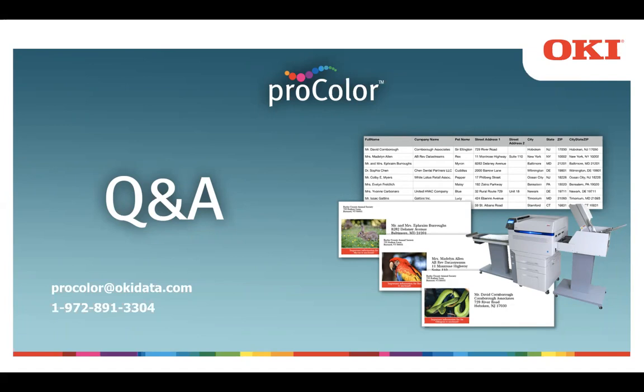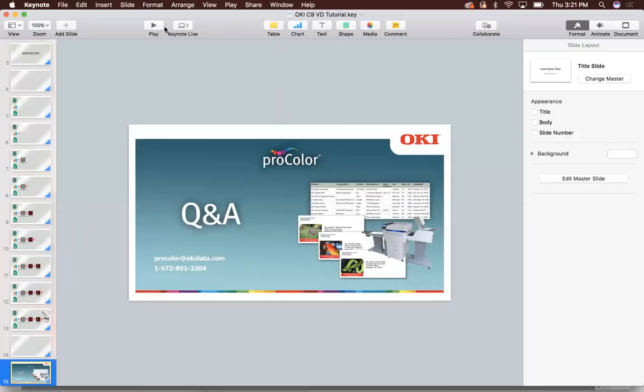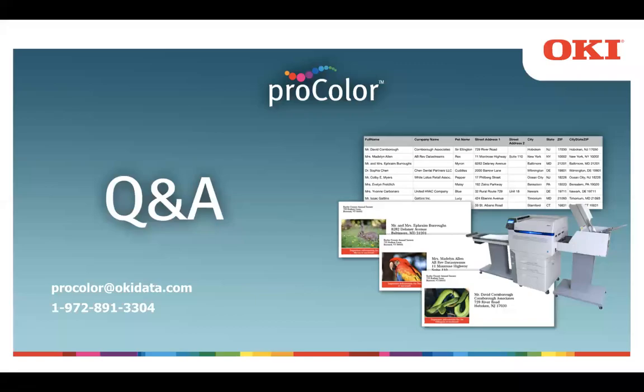I do see a couple other questions popping up. Yeah, so we will send information. Please email us at procolor@okidata.com, and we will provide you with the information or at least the links to download any information. Yep. So Steve, do you see the questions? Let me pull them up. I see them popping up now.